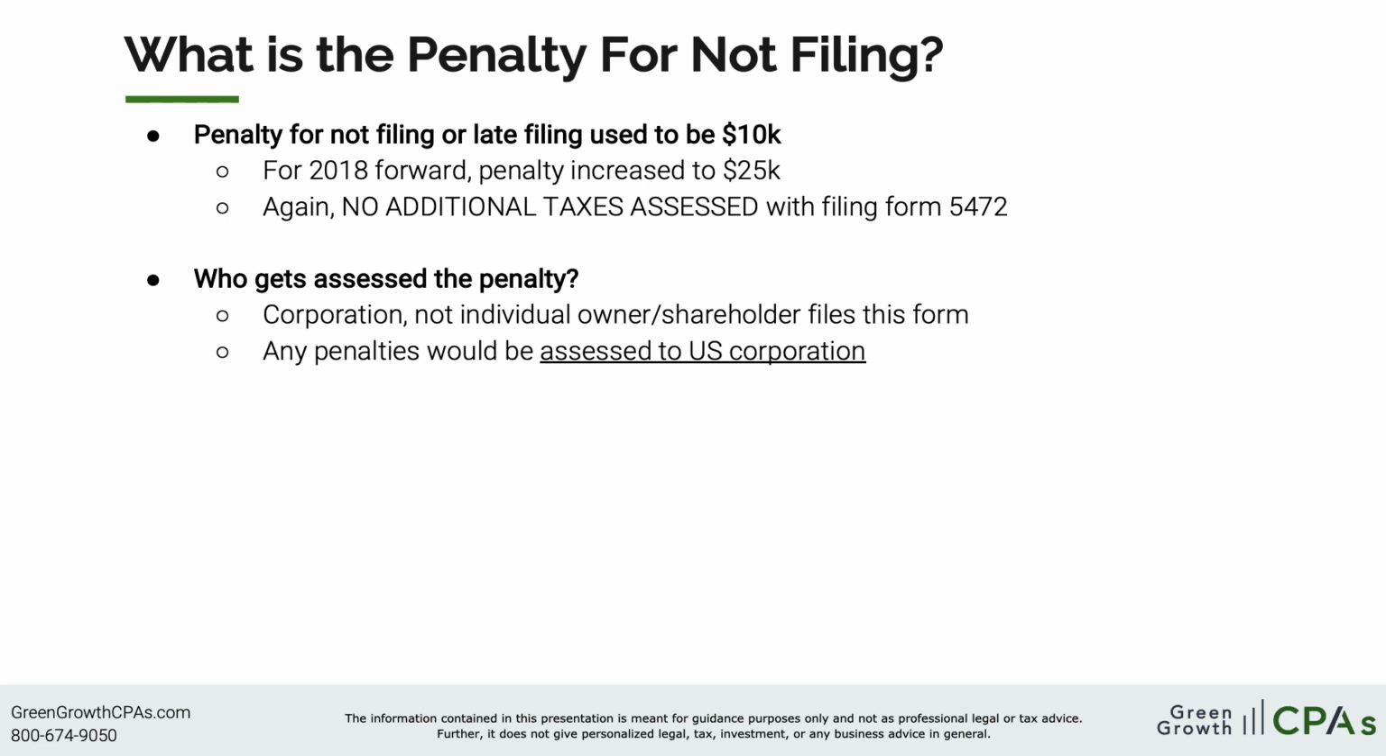The corporation, not the individual owner or shareholder, has to file the form, and any penalties will be assessed to that U.S. corporation. So it's not the individual foreign shareholder who's going to be left holding that bag of $25,000 in penalties and fines. It will be your U.S.-based corporation that is going to be assessed that penalty or fine for not filing at all or for filing late. So make sure that you get this done. Again, there's no tax assessed. It's just a reporting requirement.